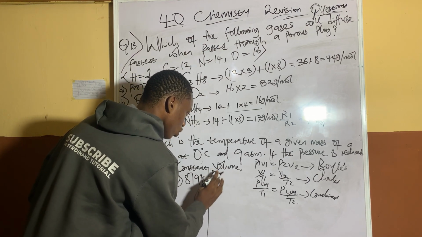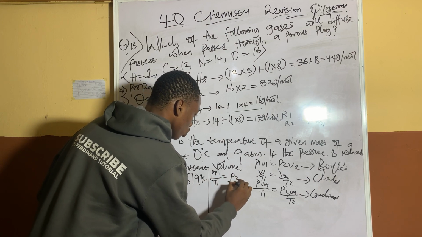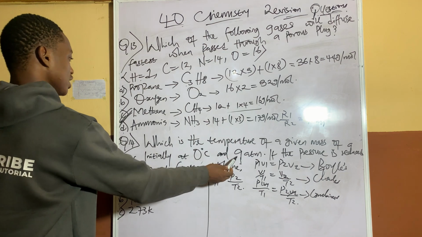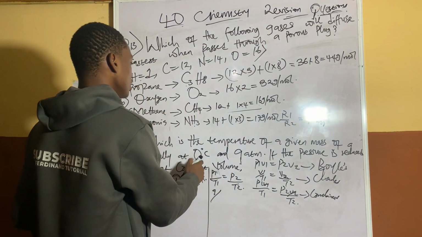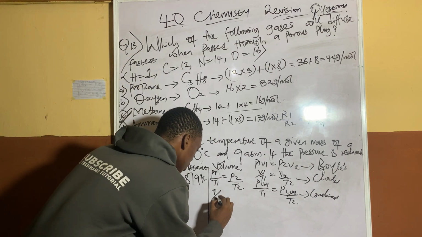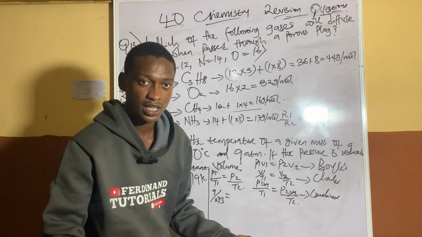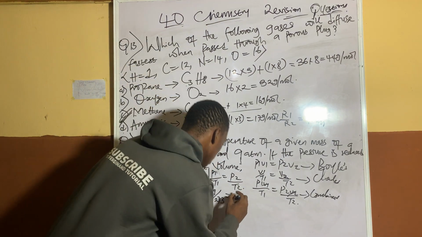So we are going to use P1 over T1 is equal to P2 over T2. Anywhere we see P1, P1 is 9 atm. So we say 9 over T1, and T1 is 0 degrees, so we use 273 Kelvin. So 9 over 273 is equal to, what is my P2? P2 is going to be 3 atm.